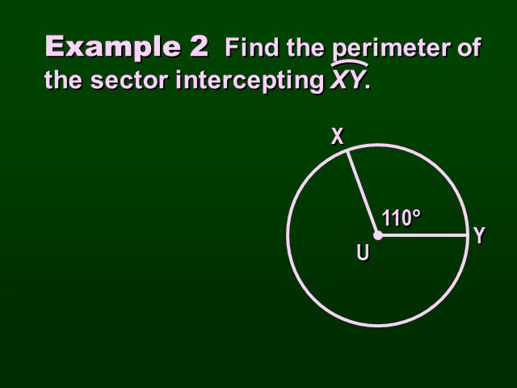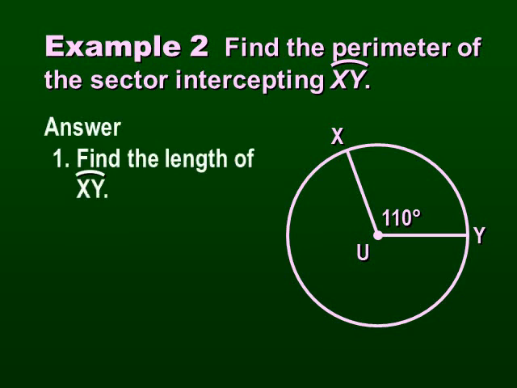So let's do another example. It says find the perimeter of the sector intercepting XY. So XY, we can draw a chord there, but we need to first know the arc length. That's the first step. The formula for that, remember, is length equals pi r theta over 180. Our radius here, which is not written on the figure, I'm not sure why, but in your book it's a radius of 12, and the degree of the angle is 110. When you simplify that out, you get approximately 23 units.